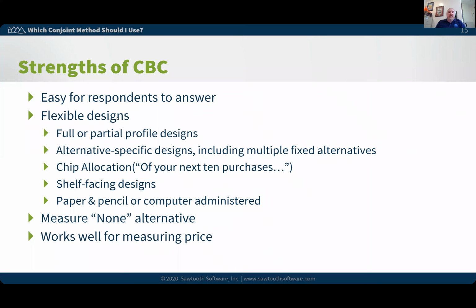Okay, CBC allows for very flexible designs. So we're going to be asking a number of questions, but because we're not getting very deep information from each respondent, we're just going to ask a lot of questions or have a lot of respondents.